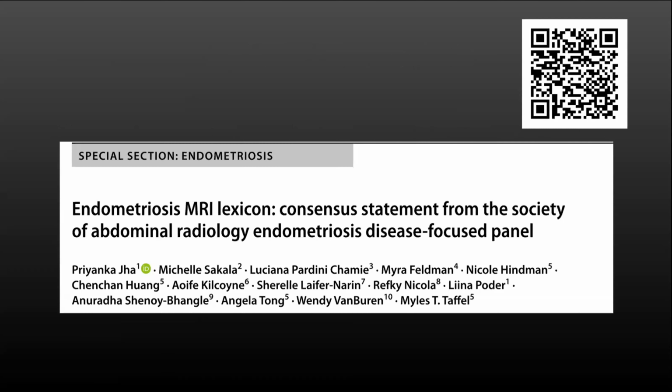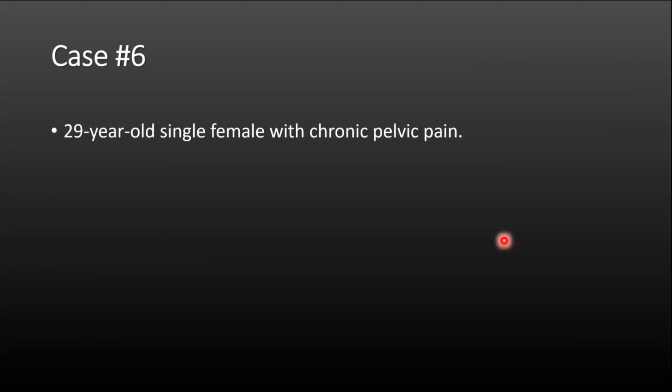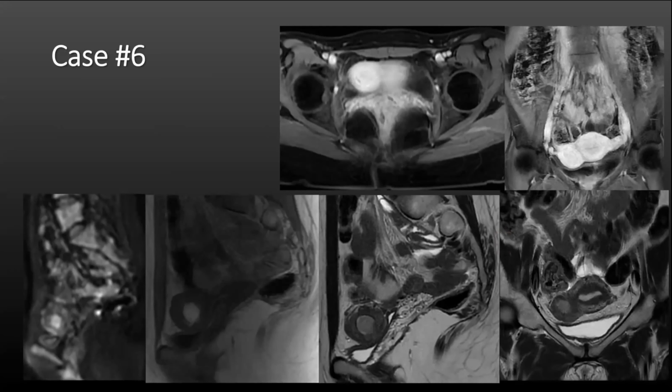You can read more in this article about the endometriosis MRI lexicon. Just scan the code, it will take you to the article. Okay, moving to the last case. This is a 29-year-old single female with chronic abdominal pain. Ultrasound was done by a gynecologist. It was not specific, so we moved to the MRI. This is the MRI of the patient. I'll give you a couple of seconds to look at it.